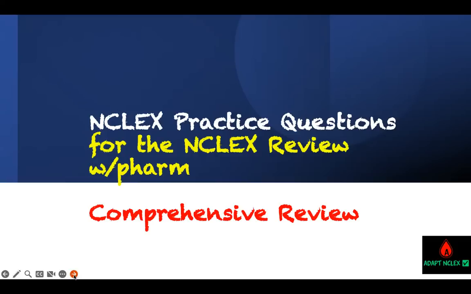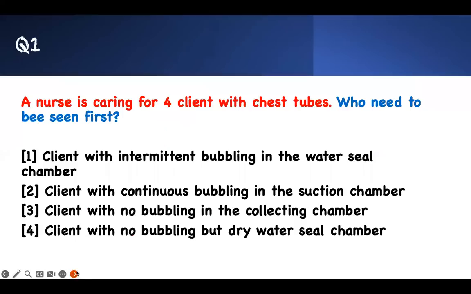35 questions. You can watch it in segments, but very good questions to stimulate your mind. Let's go. First question is a prioritization question. As usual, you should not be surprised. I like prioritization. Who needs to be seen first? A nurse is caring for 4 clients, chest tube. So all of them have a chest tube. Who has to be seen first? You have to be sharp.